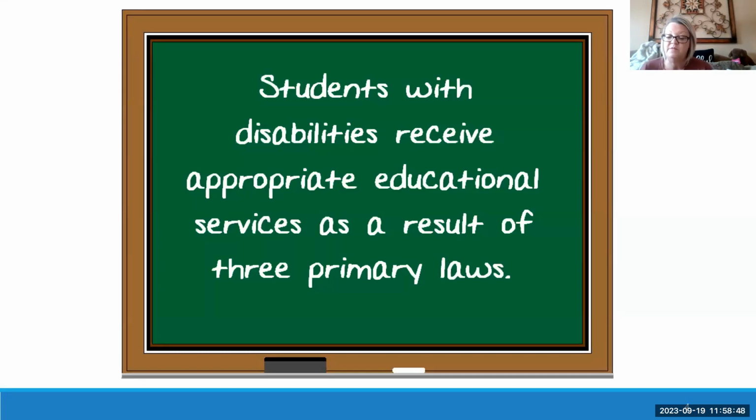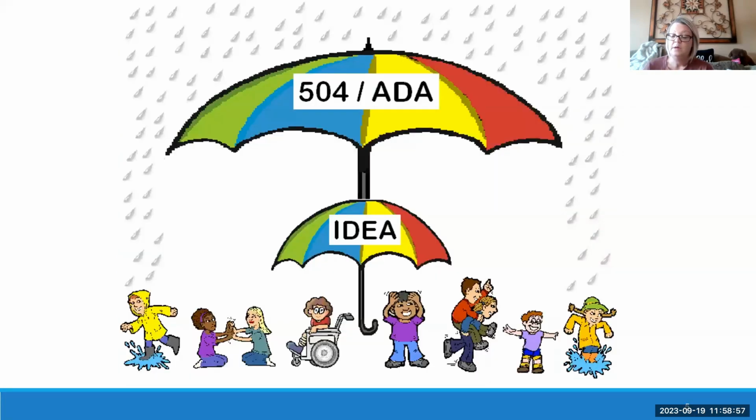Students with disabilities receive appropriate educational services as a result of three primary laws. As you see here on the screen, this is a visual that shows what the 504 ADA covers, as well as IDEA. You can see that the top umbrella is much larger and that it covers a larger variety, but IDEA is included under that 504, which is a federal law, and it protects students. Whereas IDEA, there is a smaller portion of individuals that are covered.